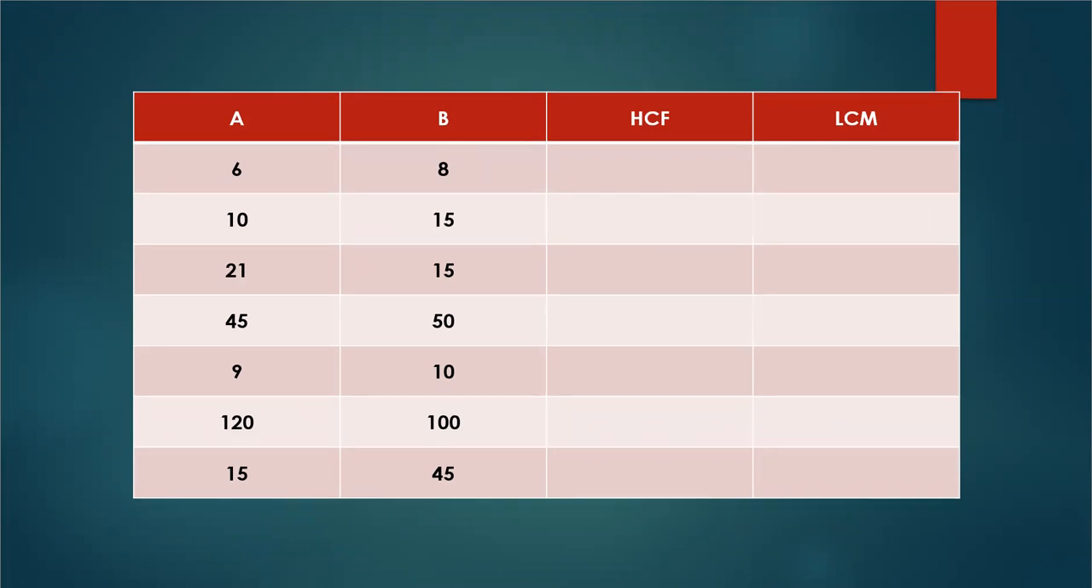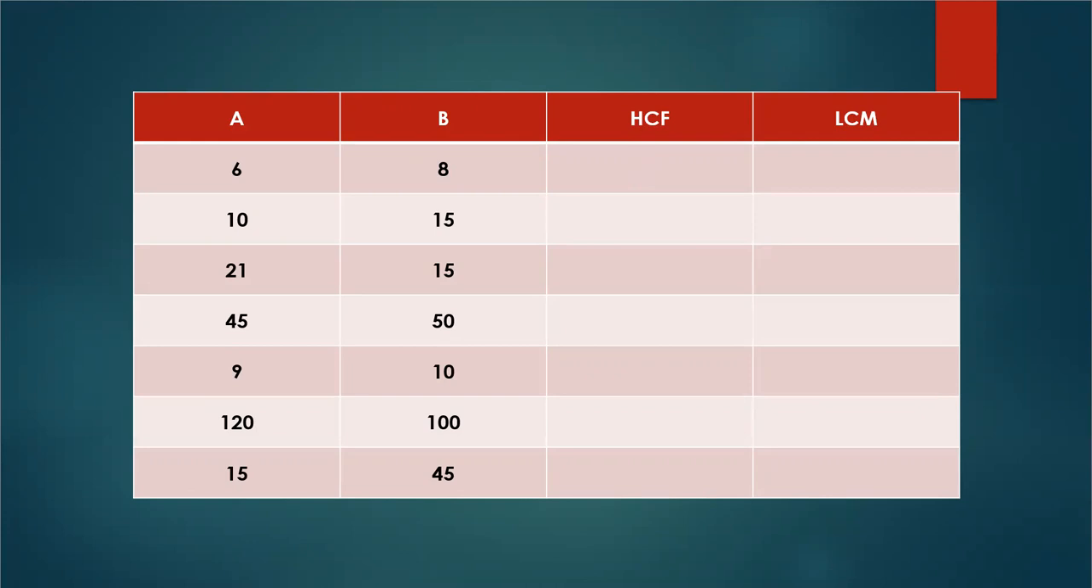Okay, for the first one, to get the highest common factor, the shortcut is to subtract them. In most cases, subtraction will work. If it doesn't, try a factor of that result. Like 8 minus 6 is 2, and that works as a common factor perfectly.